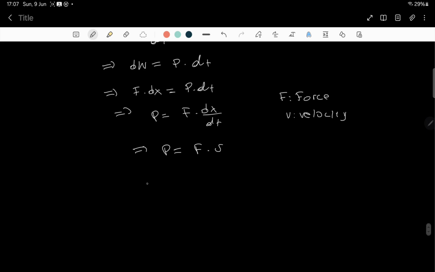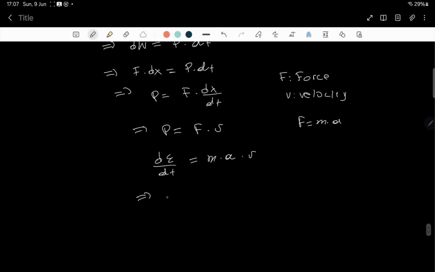But we know that P is dε/dt. The unit of P is watts, and watts is joules per second. So we have the rate of change of ε with respect to time equals F times v, which is m times a, from Newton's second law of motion, times v. The ε equals the integral of m times a times v dt.